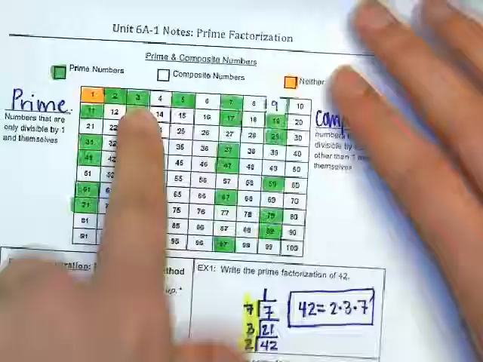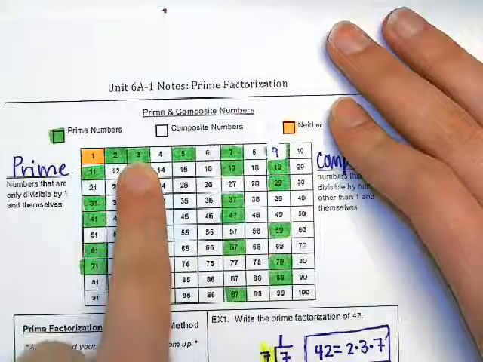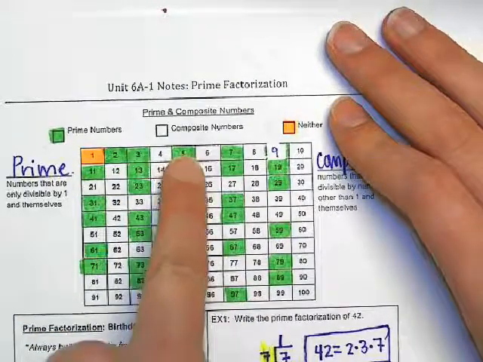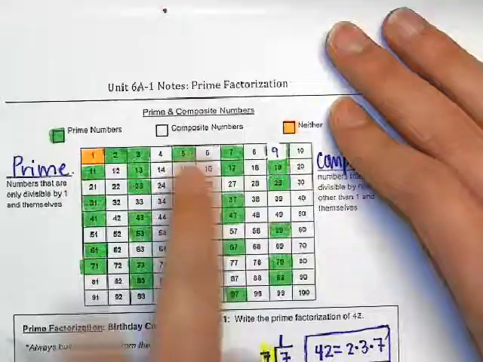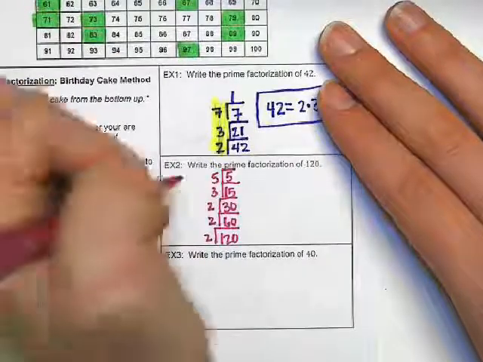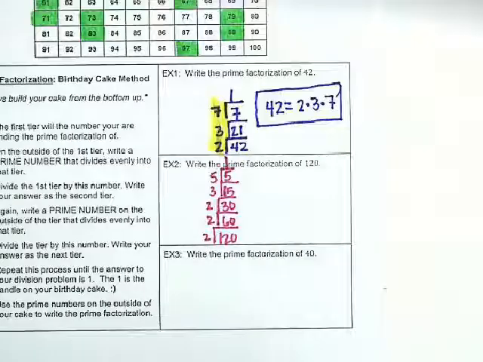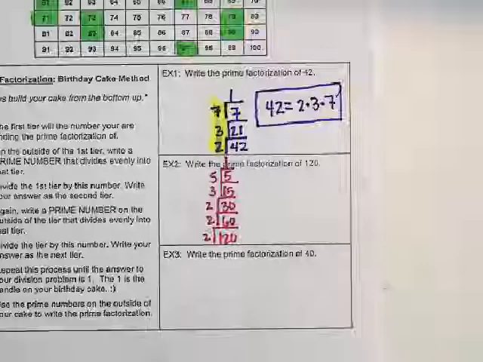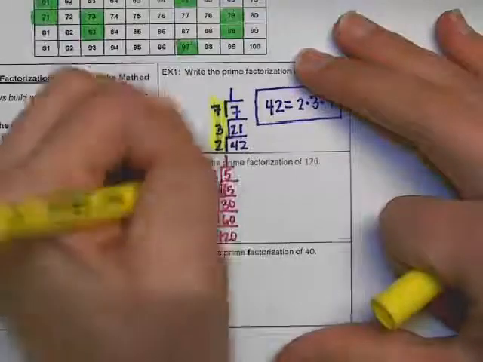Okay, I'm on the 3s. Can 5 be divided by 3? No. So then I move to the very next prime number. Can 5 be divided by 5? Yes. So then I put a 5 out there. What is 5 divided by 5? 1. And I have my candle. And when we get our candle, we are done. So these are my answers.